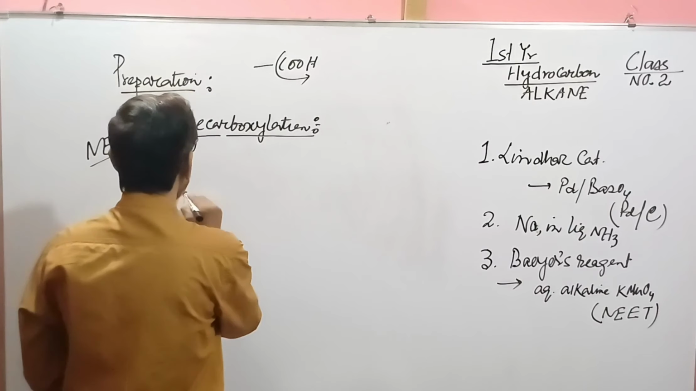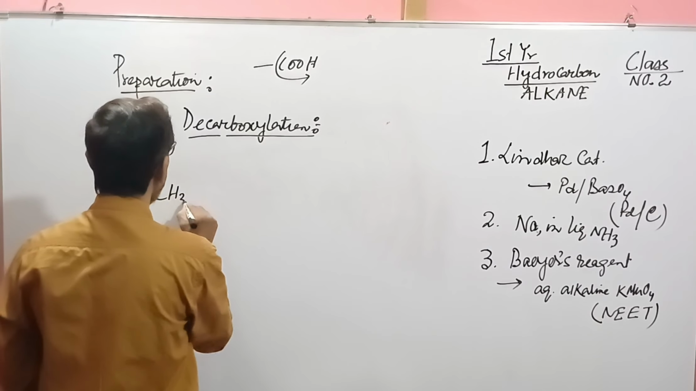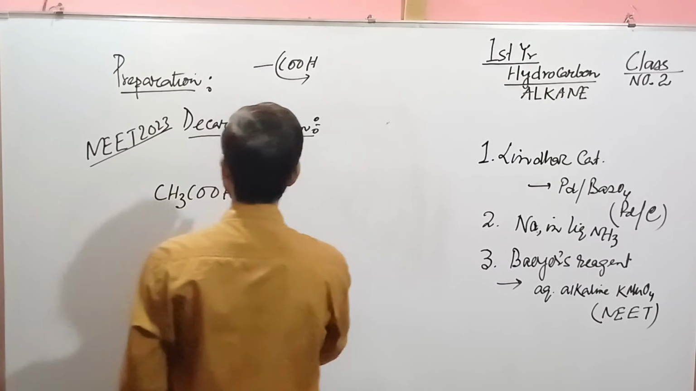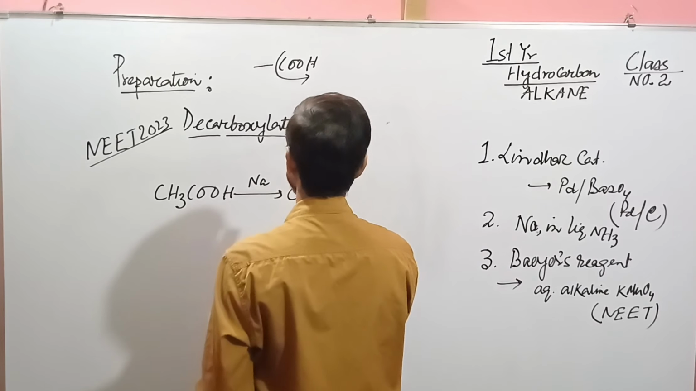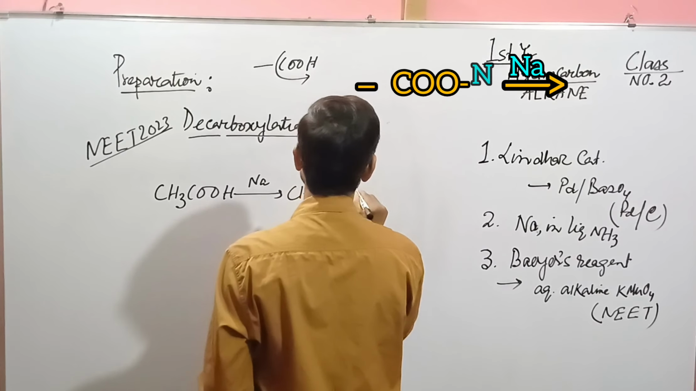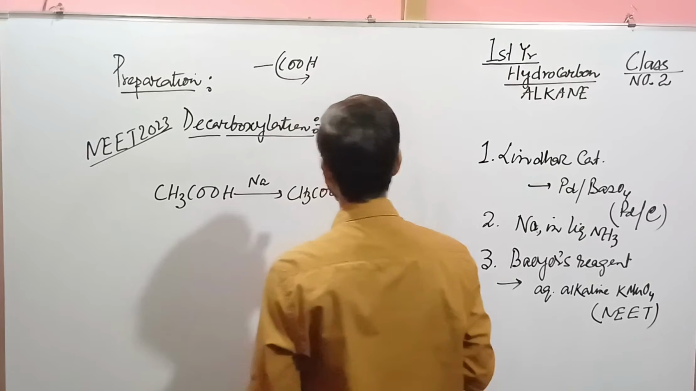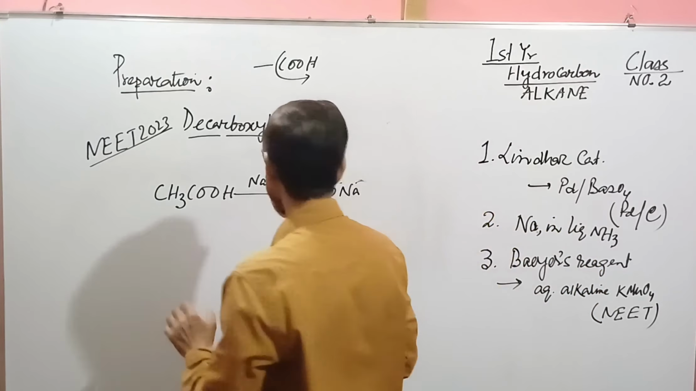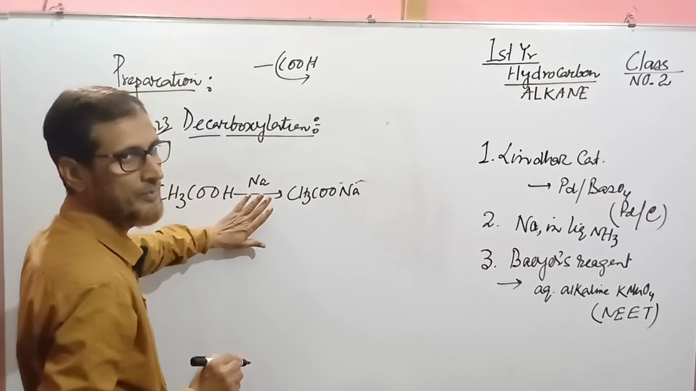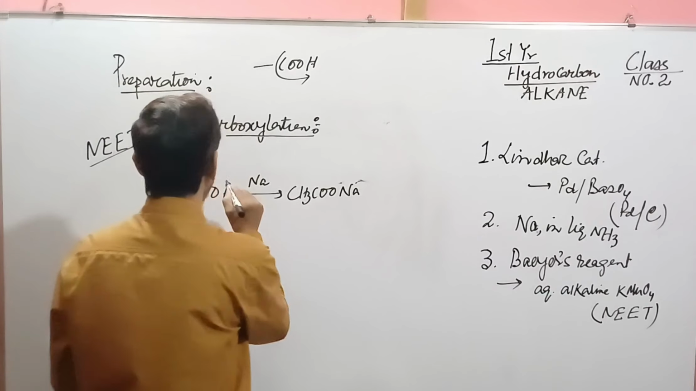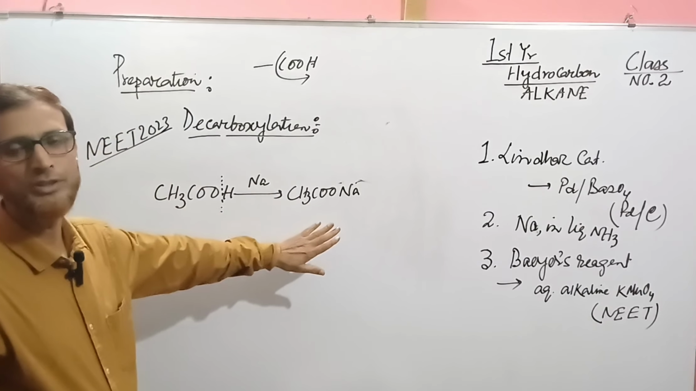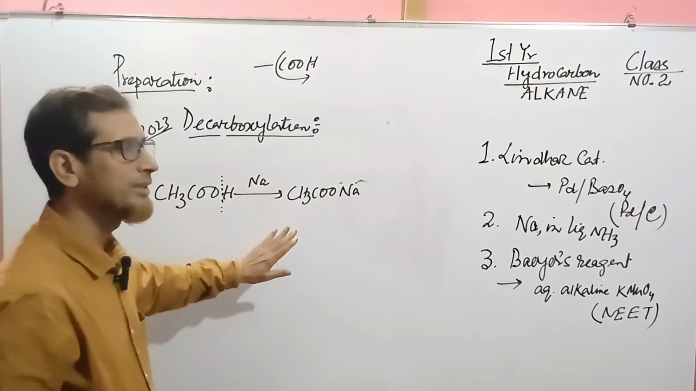Decarboxylation. First of all, I am going one step back. If you react acetic acid with sodium, the acetic acid becomes sodium acetate. I am giving this one, you need not give sodium acetate. So this is sodium acetate. The reaction occurs in this way, it is replaced by this one. I have done this in the second year carboxylic chapter. If you want to know much more than this, go to the second year organic chapters.